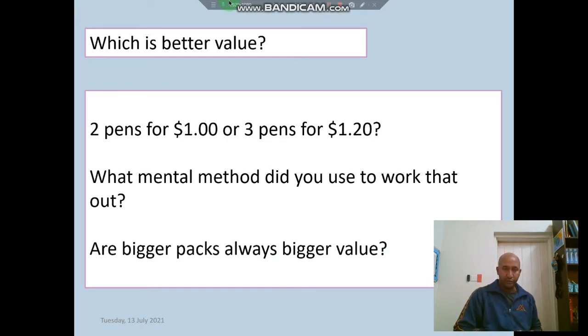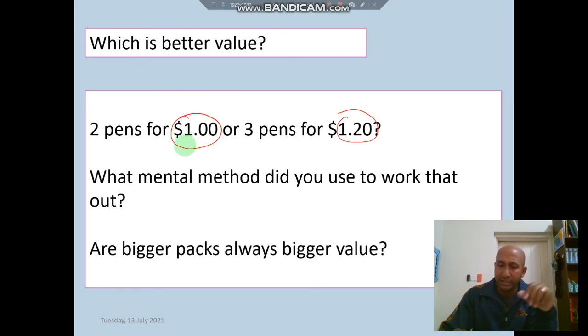So here's a question for you. Which is better value? You're walking down the aisles in Shoprite and you're trying to buy your pens for the start of term, and you see a special on. You see 2 pens that are costing $1 or 3 pens that are costing $1.20. Now, first of all, you would straight away look at this amount here and you'd say to yourself, well, $1.20, that's a lot more money, 20 cents more than $1. So I'm going to pick these ones here because I'm paying less. The question is, are you really? Are you really paying less?